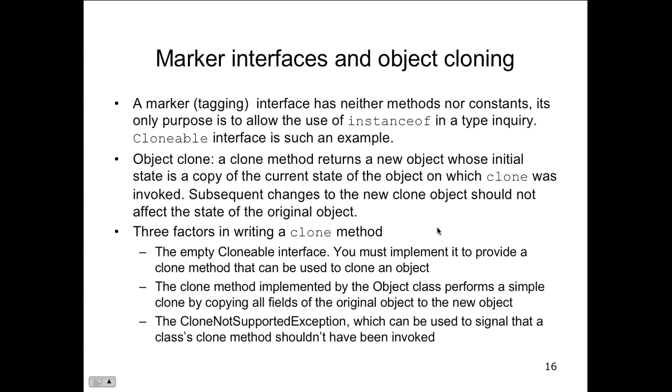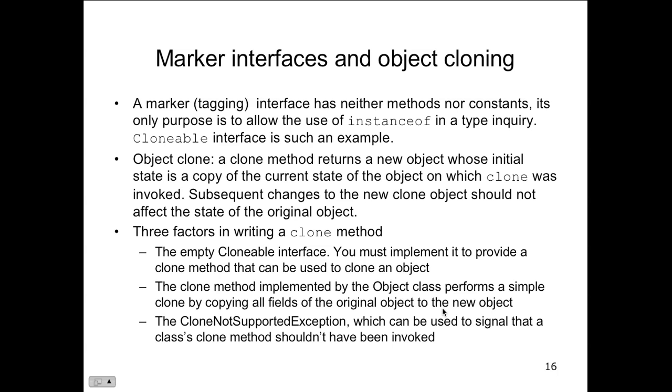We can write a method to clone an object. The empty Cloneable interface: you must implement it to provide a clone method that can be used to clone an object. So you create a Cloneable interface, and you use the interface in the new object that you're creating. And the clone method implemented by the Object class performs a simple clone by copying all of the fields of the original object to the new object. Essentially, you're just copying all of the fields. So all of the data is identical.